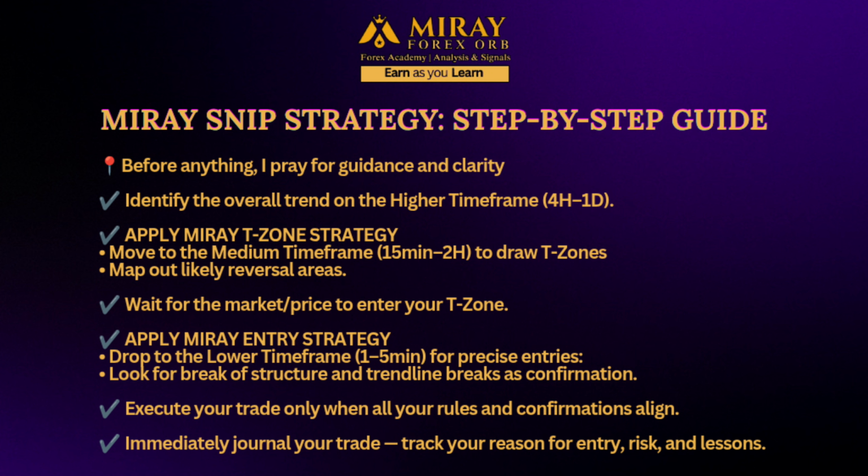Then I look for break of structure and trend line break as confirmation. I move to step 5, which is executing my trade only when all rules and confirmations align. Then once I make my market execution, I immediately journal my trade to track my reason for entry, risks, lessons, and the likes. So if you follow this structured approach, you would see real improvement in your trading, trust me.